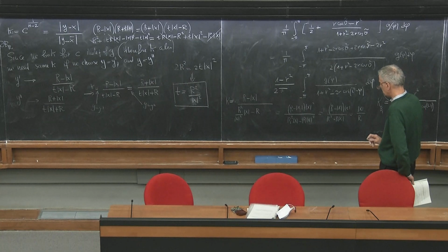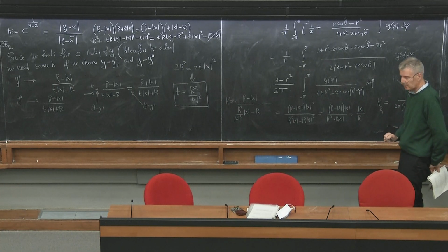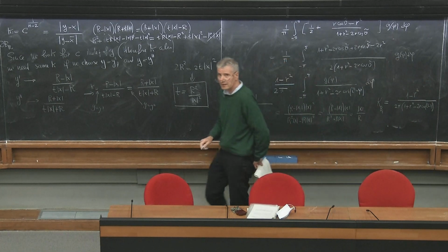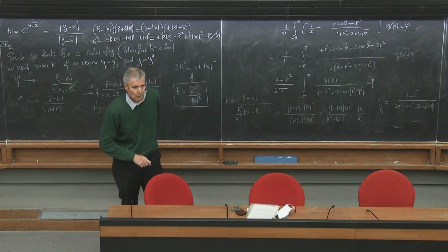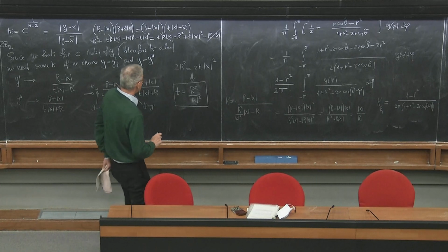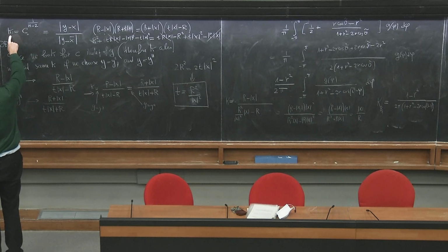Divided by r. Is it correct? Correct. Yes. Is it correct? Yes. Okay. This means that our C is k elevated to the n minus 2.